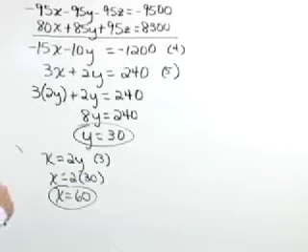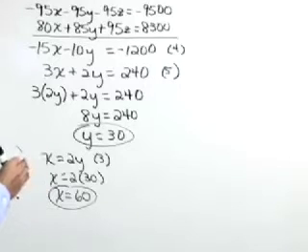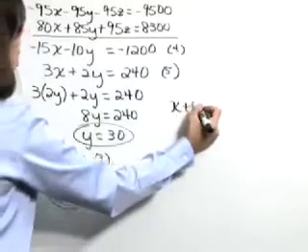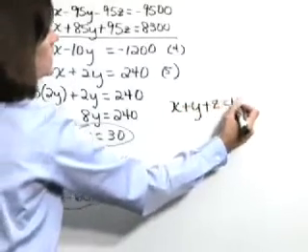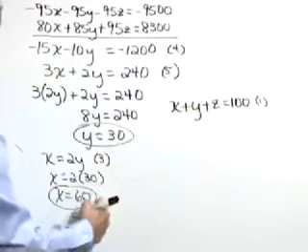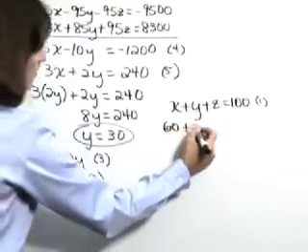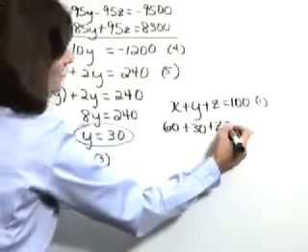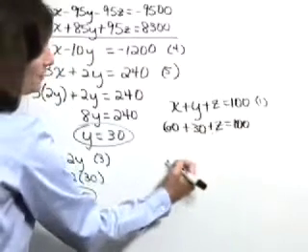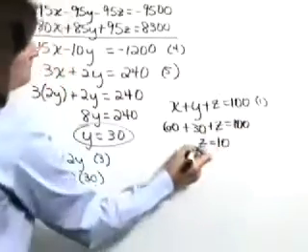Lastly, let's determine z, the amount of Earl Grey. And I'm going to do that by going back into equation 1. Equation 1 reads x plus y plus z is equal to 100. We know y and we know x. Let's substitute those values. So 60 plus 30 plus z is equal to 100. That's 90 plus z is 100. So z must be 10.